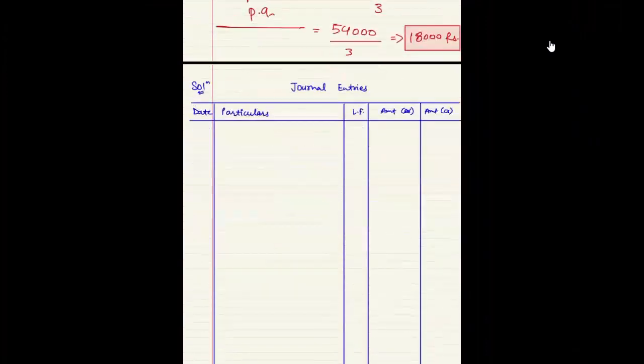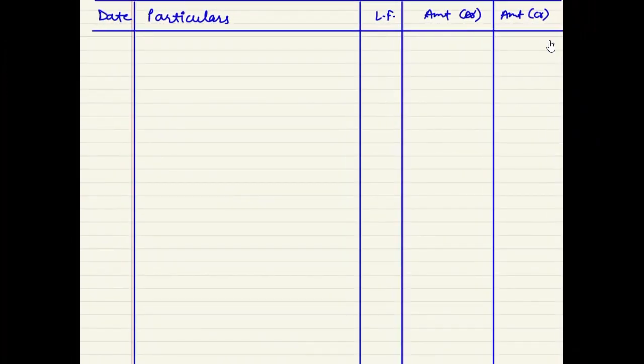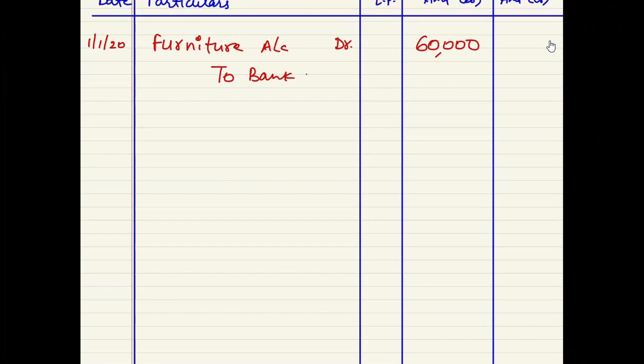Okay, let's assume this furniture is purchased on 1st of January 2020. So on 1st of January, if I purchase this furniture, there would be furniture account debited. What was the cost of furniture? It was 60,000, to bank account. I'm not writing the narrations. You already know the narrations. So that is the first journal entry which we are going to do.